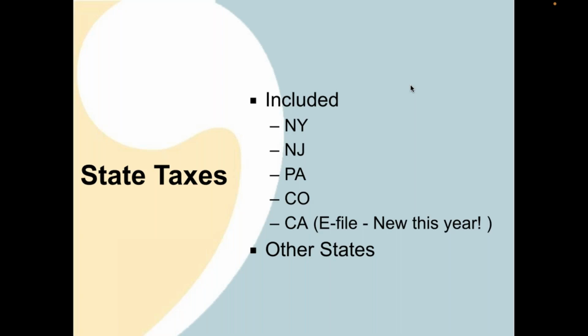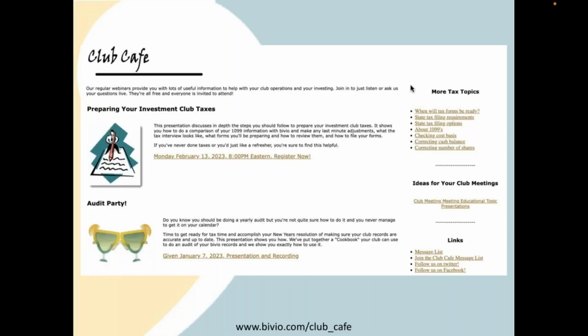You can download and mail those returns to the appropriate state. If your club has a California state return, you will e-file it using bivio. For other states, we'll offer you a cost-effective option for having your state tax forms prepared. If you go to our Club Cafe page, you'll find 2 links to the right side, which will discuss state tax filing.